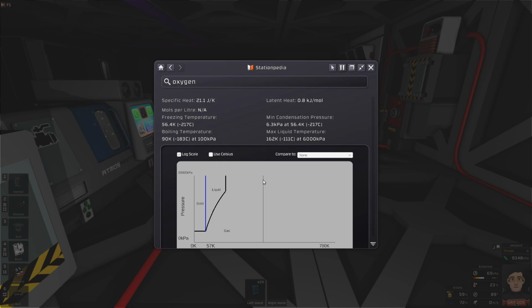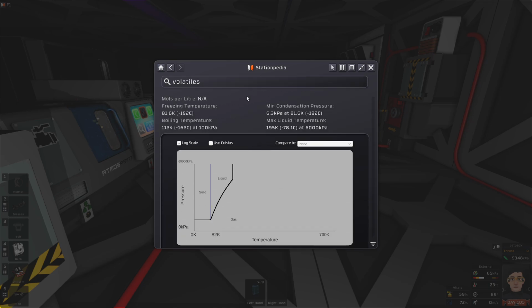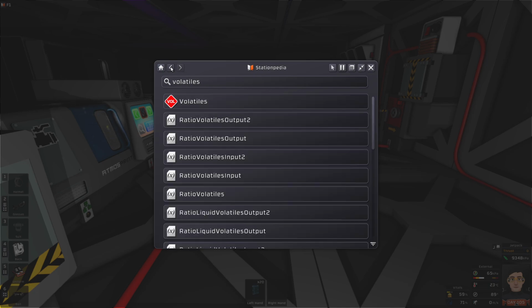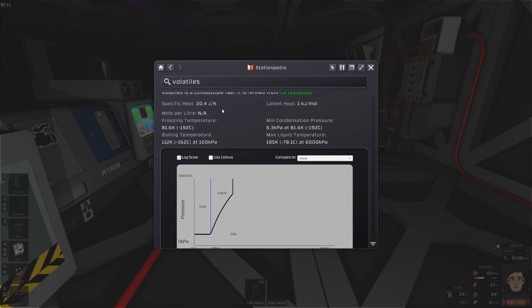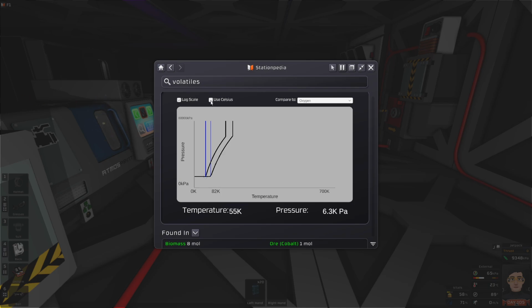Latent heat's only 0.8. You know, another option would be volatiles. Volatiles, is that a little less? Yeah, a little less specific heat capacity, but it has 1 kilojoule rather than 0.8 kilojoules. The problem is, if we look at the graph here, I don't know if I've mentioned these before, we've got to actually worry about when it turns into a liquid and all. So volatiles, you can see here, turns into a liquid much higher in temperature, and then freezes at a higher temperature compared to oxygen, which is important. We want to try and get it as cold as we can.